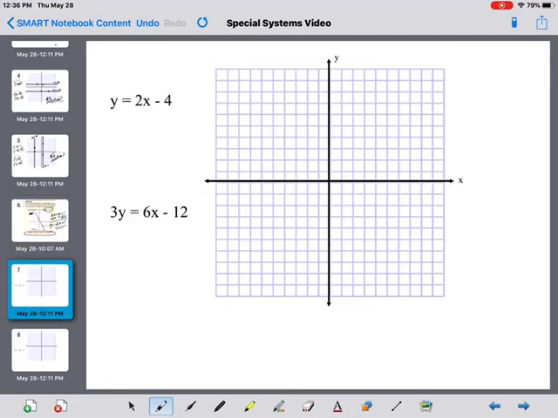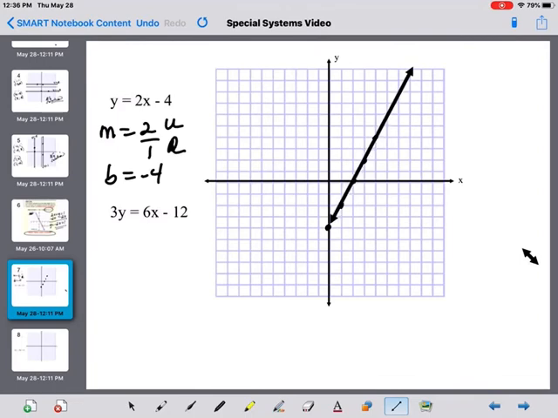So let's take a look at a couple of examples there. In our first equation here, I have a slope of 2 over 1 and a y-intercept of -4. Slope is positive, so I'll go up and to the right. That was already in slope-intercept form. So I'm going to plot my y-intercept at -4, go up 2 and to the right 1. And I'm going to label that y equals 2x minus 4.